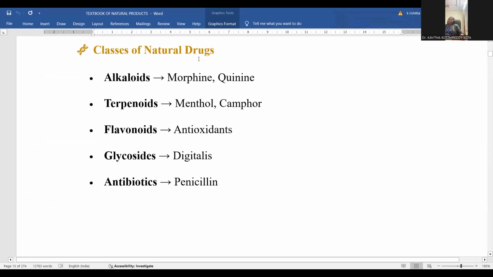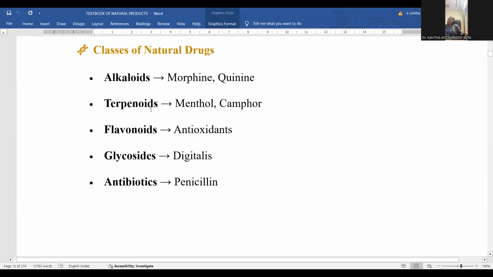Classes of natural products. Natural products are categorized into alkaloids. Morphine and quinine are the best examples. Alkaloids are plant extracts where nitrogen is the essential element. Morphine and quinine are the most familiar medicinal components, which are efficient curatives in pharmacology.